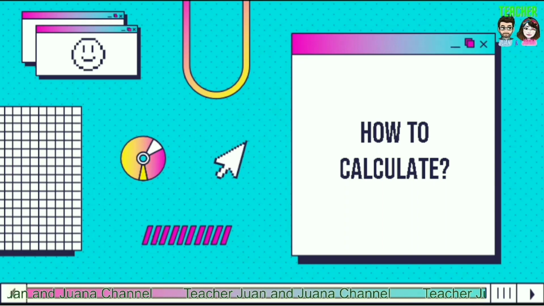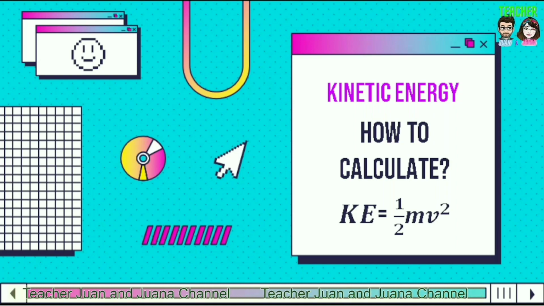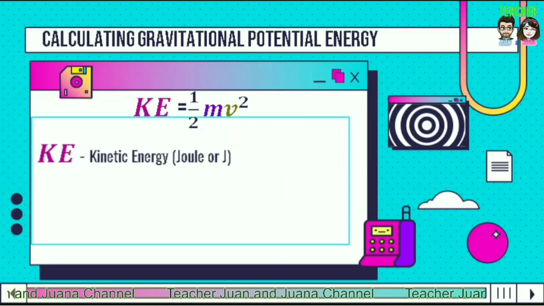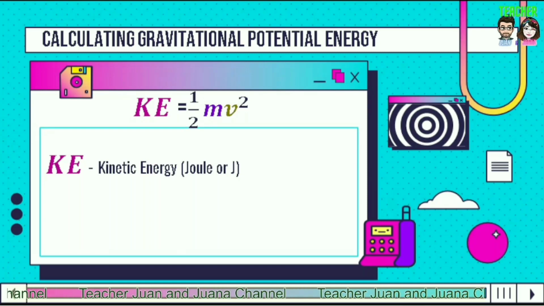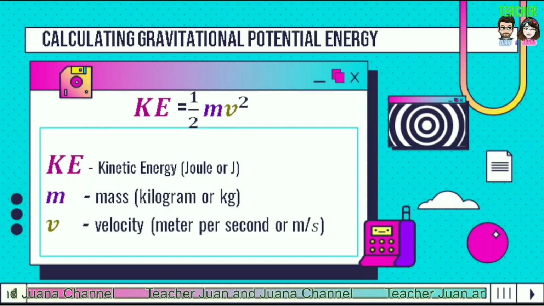Now let us try to calculate kinetic energy of an object. Since the factors that can affect the kinetic energy of an object are mass and velocity, we can calculate it through KE equals 1/2 m times v squared, wherein KE is the kinetic energy with the unit of joule, m for mass with the unit of kilogram, and v for velocity with the unit of meter per second.